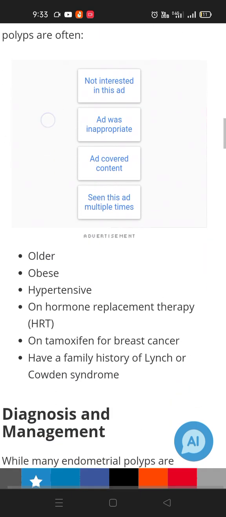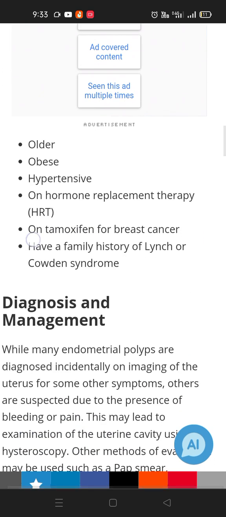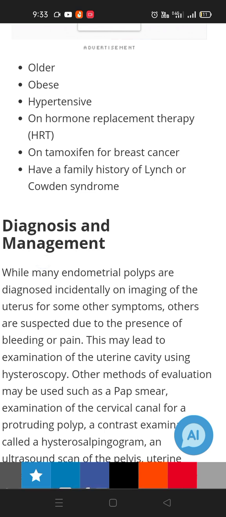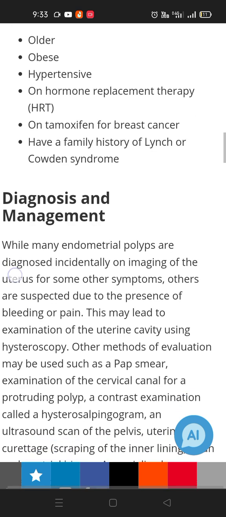So what are the risk factors? These are older age, obesity, hypertension, a patient who is taking hormone replacement therapy, or estrogen, or tamoxifen for breast cancer, or having a family history of Lynch syndrome.